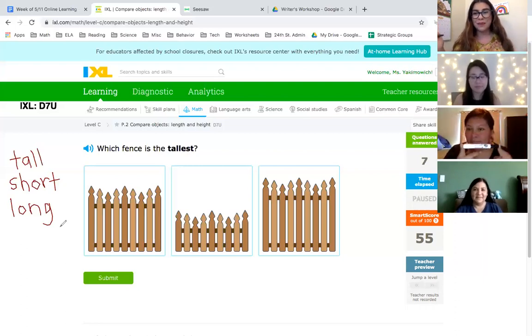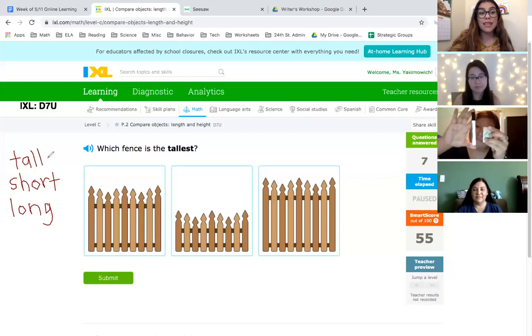Ms. Rosales has a marker to demonstrate what we mean by height and length. She's holding it up straight. That's height. That's how tall or short something is. And if she turns it around horizontally, that is length, right? How long or short it is. We use the word short for both height and length. Short means the smallest, right?